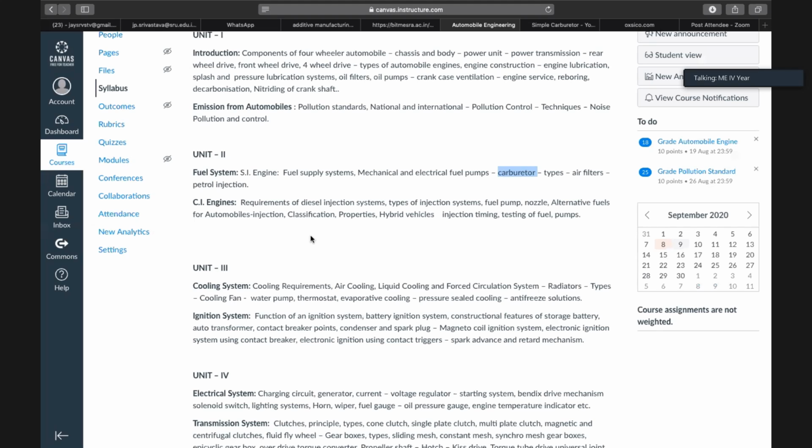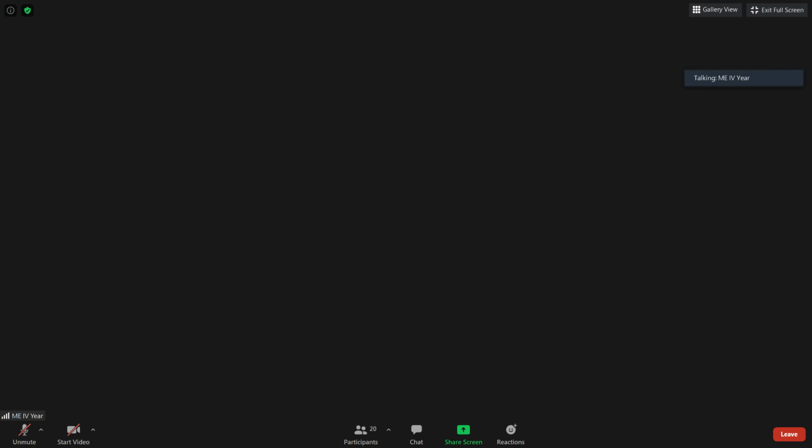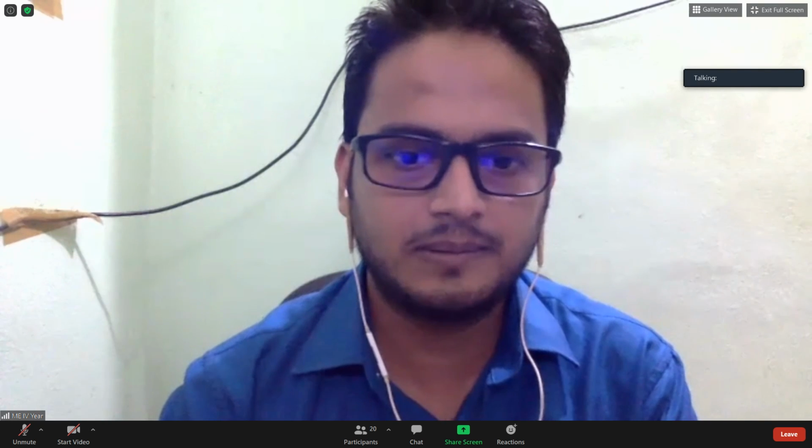Another, in your CI engines, you will see injection system, common rail injection system. I think here it is not there. But from your unit number 2, if you want to note down, you can note down. These two questions are very important. One is your carburetor, second is your common rail distribution system. Okay. So now I will switch to my PPT.